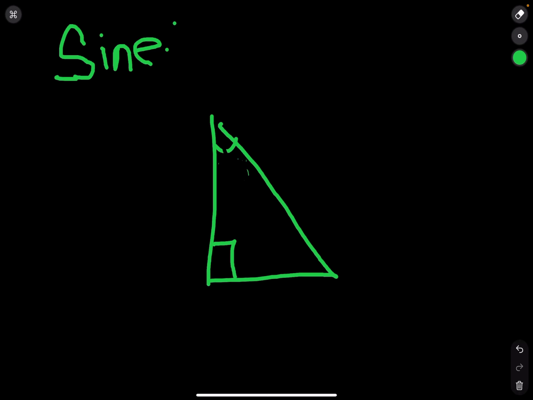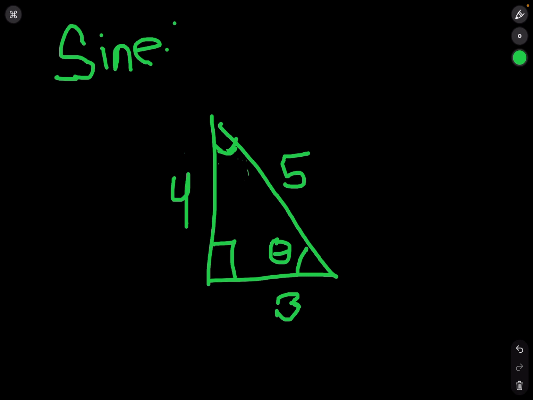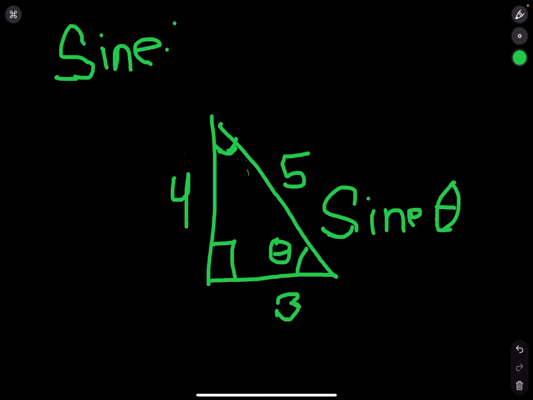So, I'm sorry, been a little floppy, I haven't uploaded in a while. So we're going to call this angle theta, just like so. 4, 3, and 5, right? Easy enough. Now, what if I was trying to find the sine of theta? What would that equal?